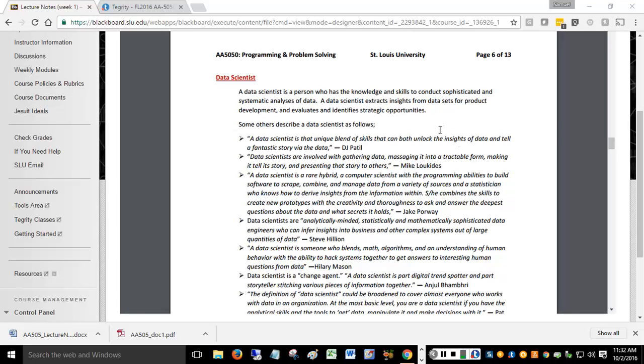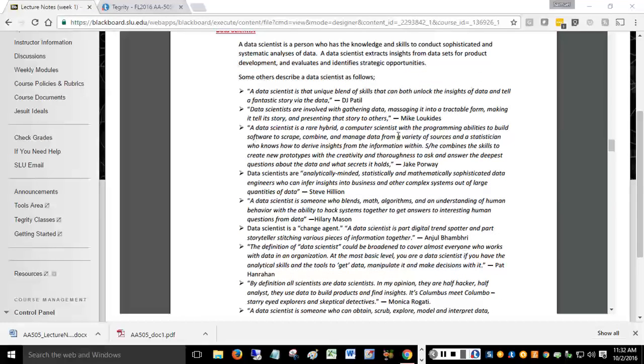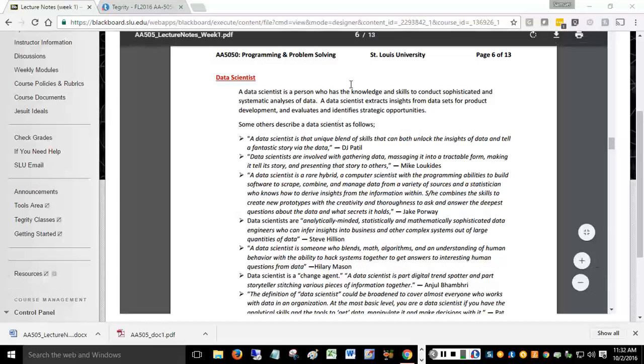I'm not going to read through all of these, but this article that I found had all these different definitions of a data scientist. A data scientist is that unique blend of skills that can both unlock the insights of data and tell a fantastic story about the data. That's one of the things that I'm going to bring forth a lot, the storytelling aspect of this, because these skills have been together in various shapes and forms in people for a long time.